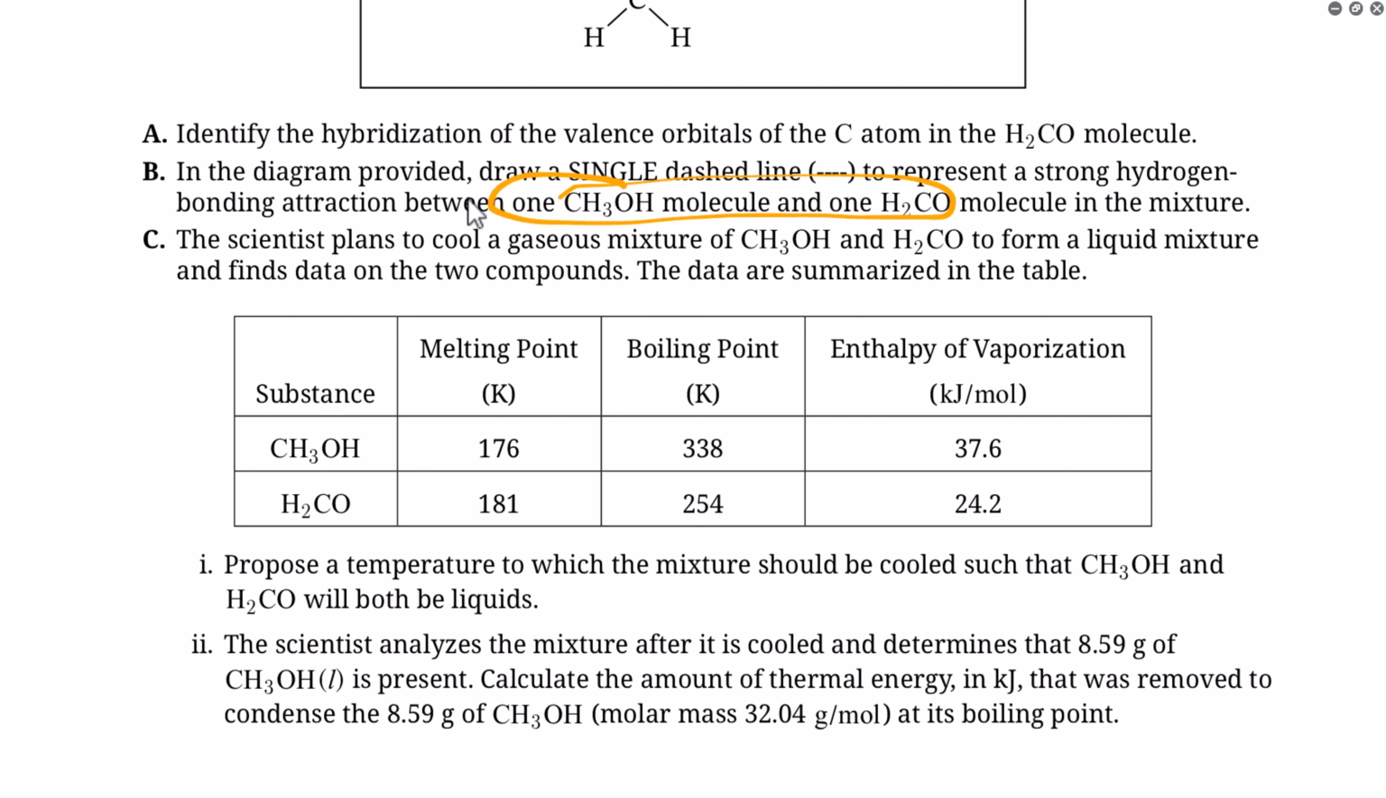Part C says a scientist plans to cool a gaseous mixture to form a liquid mixture and finds data on 2 compounds, and the data is summarized in the table. It says propose a temperature at which the mixture should be cooled such that CH3OH and H2CO will both be liquid. So you're given a melting point here, and anything above this is a liquid. Anything below the boiling point is a liquid. So really anything in between these values. I'm just going to say 185, but really I think there's a variety of different temperatures that you could give here. Very, very easy point if you're paying very close attention.